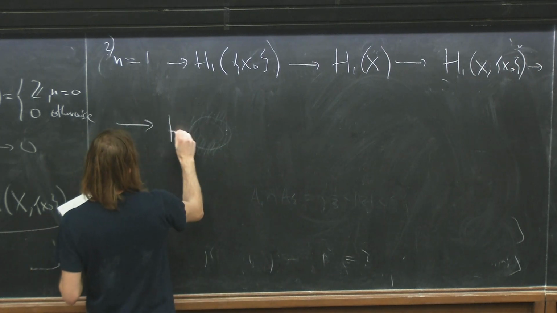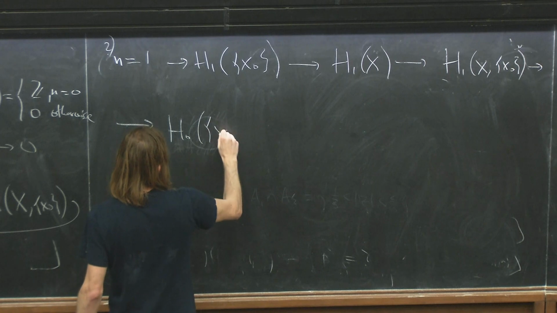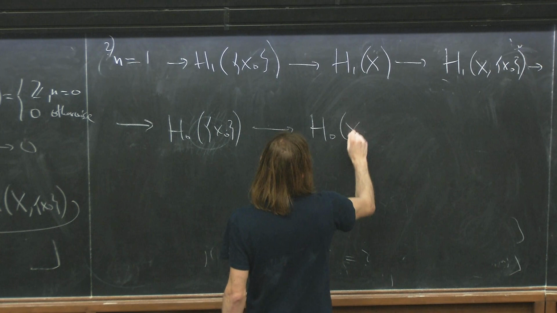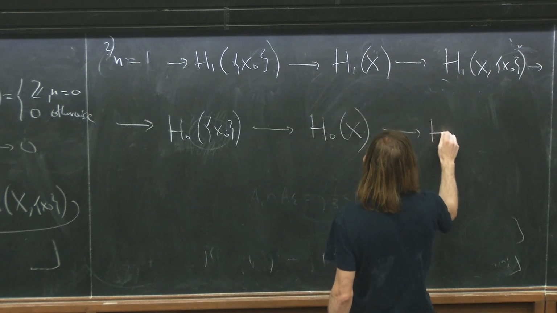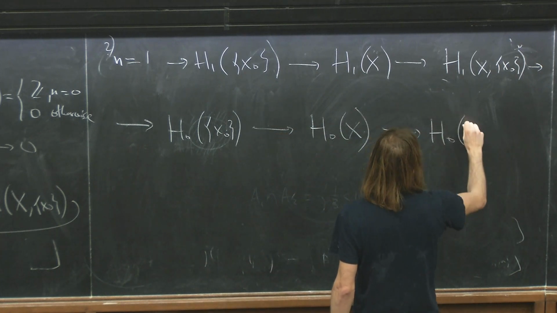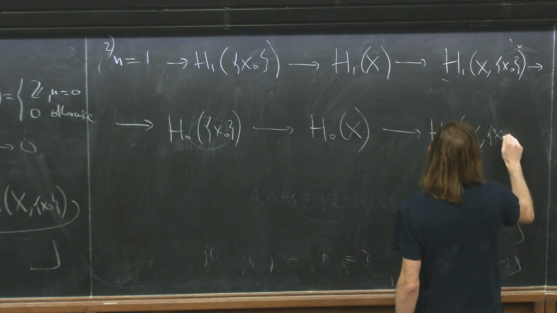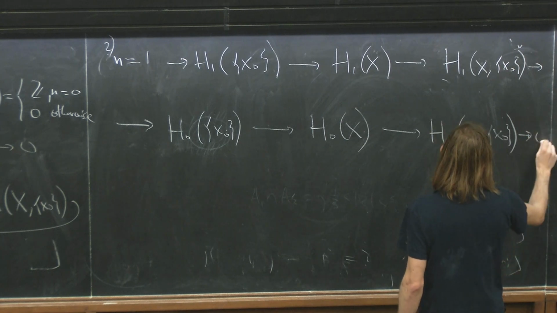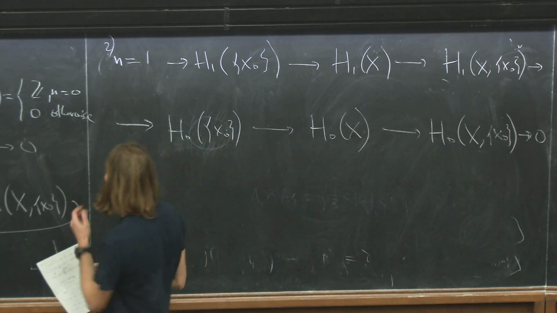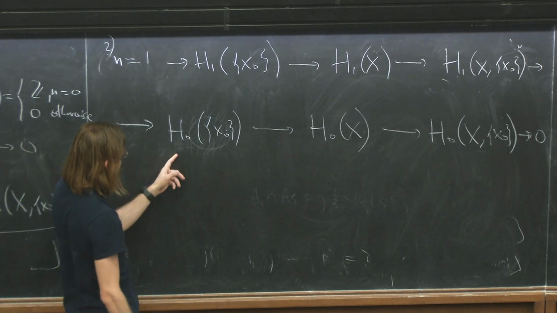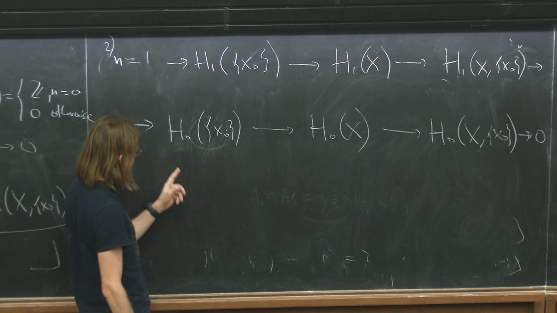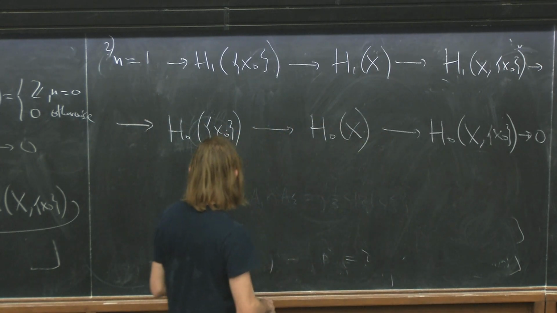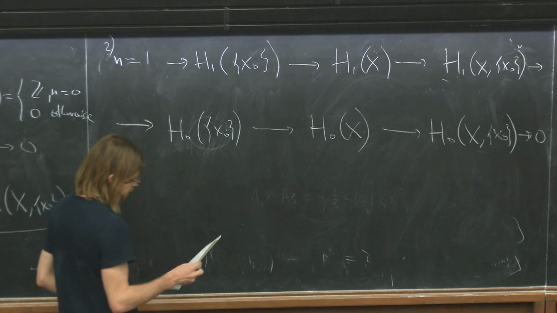continue to H0 of this one-point space, then to H0 of X, to H0 relative, then we finish necessarily with 0. There is nothing. Formally you can continue, but H for negative degree is 0, because after that everything becomes trivial.